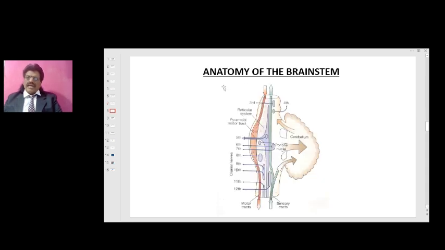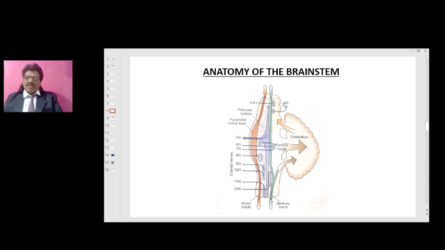So this is the anatomy of the brainstem. We have the midbrain, then the pons, and then the medulla oblongata. Ventrally you see the descending motor tracts. The arrow is pointing down, so they are descending motor tracts. They go ventrally in the brainstem, and the sensations are carried by the ascending sensory tracts. Here it ascends, taking the sensations from the receptors. You can see the upgoing arrow.